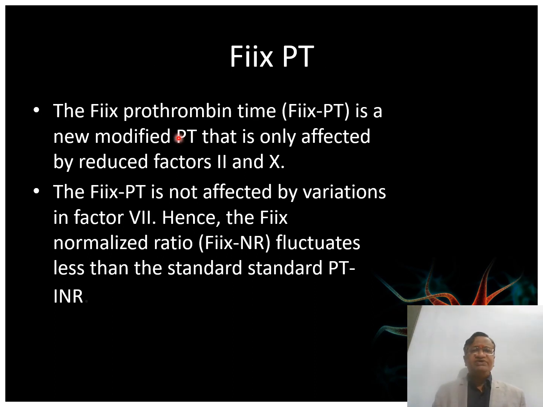The fixed prothrombin time is a new modified prothrombin time that is only affected by factor 2 and 10, not affected by 7. So the fixed normalized ratio fluctuates less than the standard PT INR. So the fluctuation is less. If you take vegetables, it will be more; if you take this, it will be less. All these things are a little less if you do fixed prothrombin time rather than our routine PT INR.